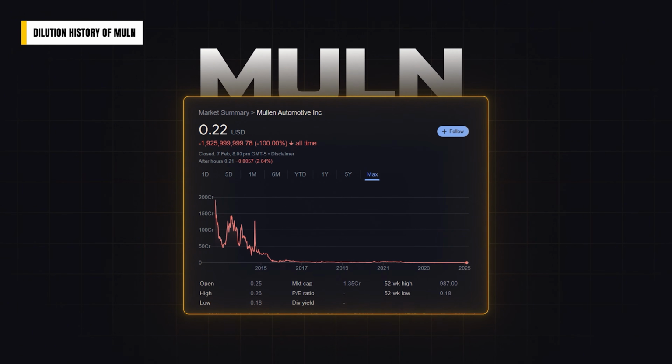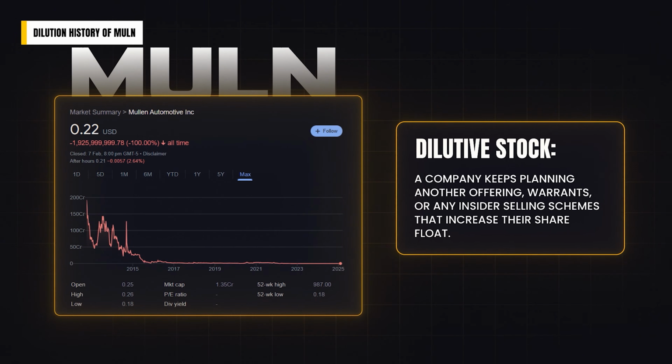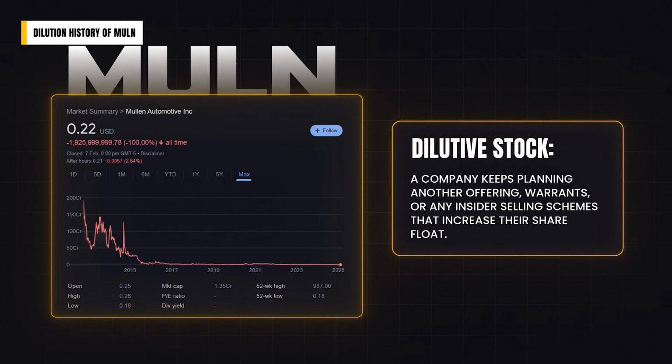The dilution history of MULN. The first stock that I want to walk you through is MULN, Mullen Automotive. This is the perfect example of a dilutive stock. Being dilutive basically means that a company keeps planning another offering, warrants, or any other insider selling schemes that increase the share float.